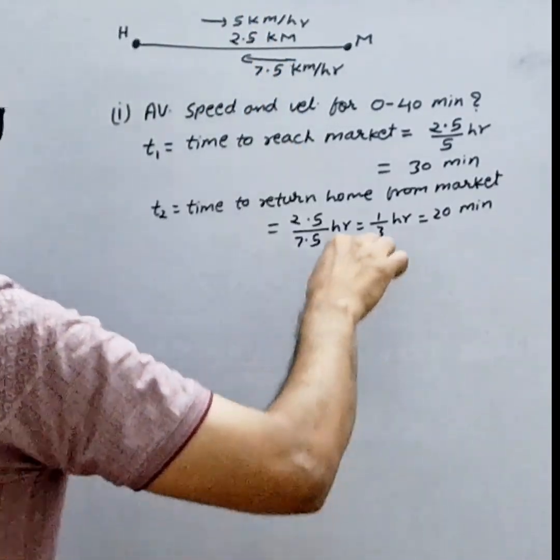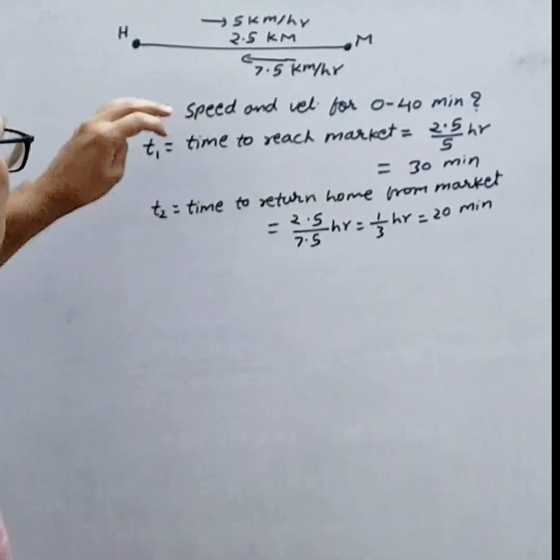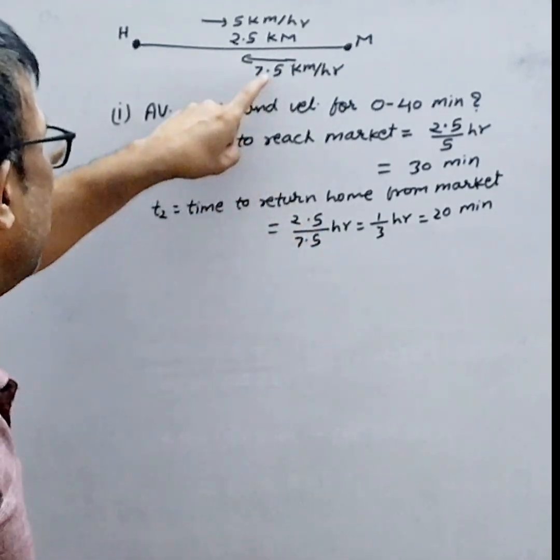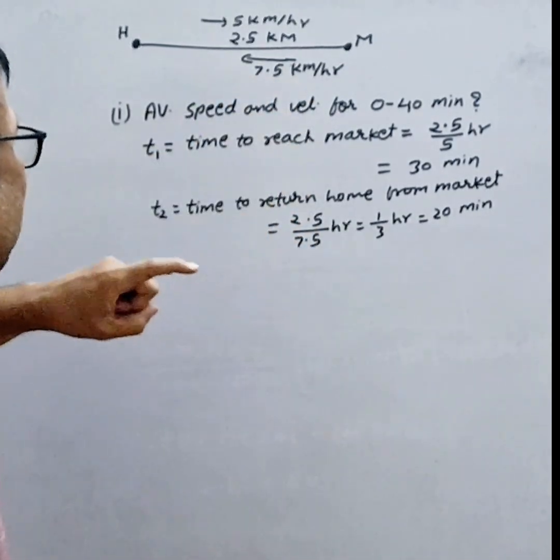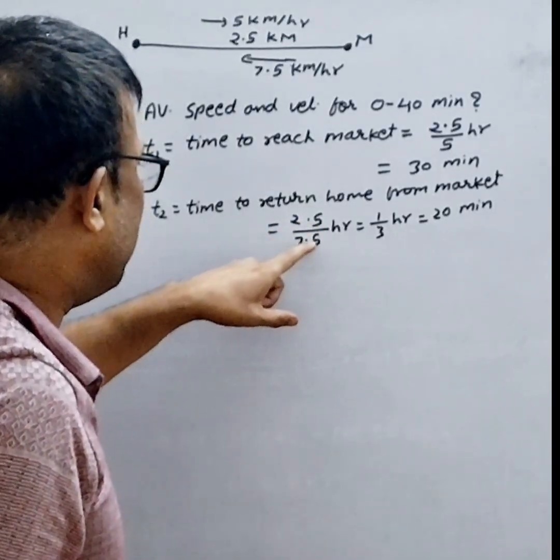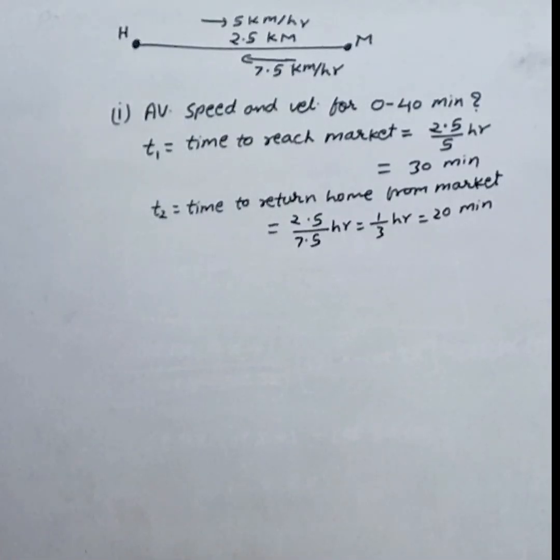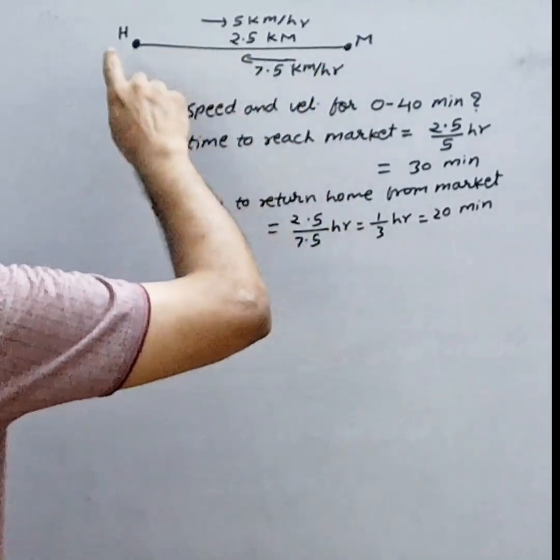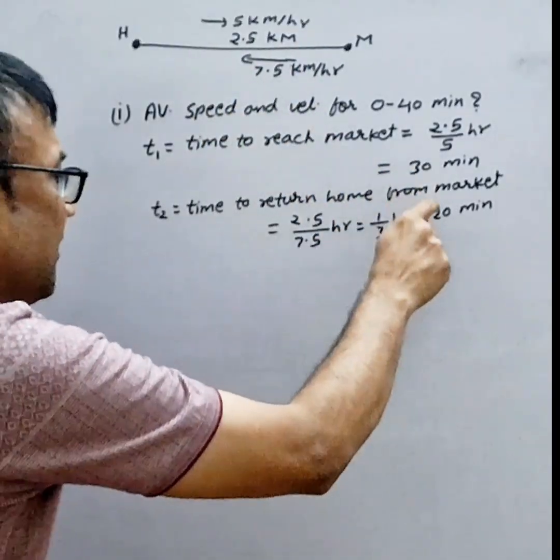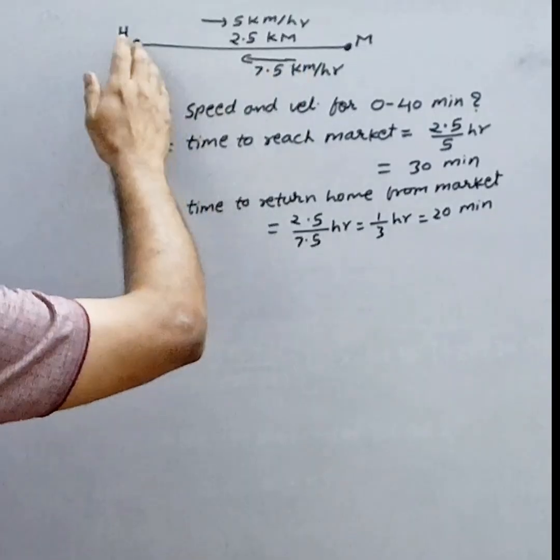Now we find the time taken by man to return from market to the home. For this path, the distance is 2.5 kilometer and speed of the man is 7.5 kilometer per hour. So time will be 2.5 divided by 7.5 hour. That means 20 minutes. So the man takes 20 minutes to return from market to home. So total time during the motion is 30 plus 20 equal to 50 minutes. In 50 minutes he returns back to home.